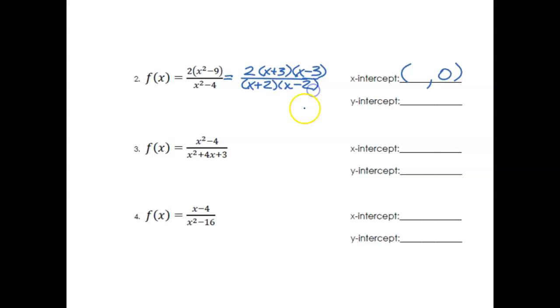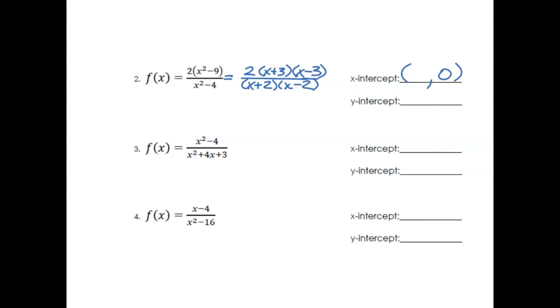Does it matter which one goes first, the plus 2 or the minus 2 part? No, it doesn't matter. You can multiply things in any order. Is there anything you can cancel out in top and bottom? No. So are there any holes in this rational function? No, there's no holes because there's no common factors on top and bottom.